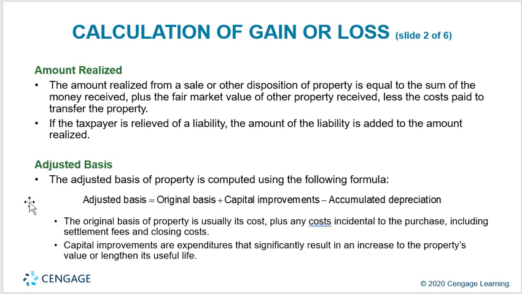The adjusted basis of property is computed using the following formula. The adjusted basis equals the original basis plus any capital improvements less accumulated depreciation. The original basis of property is usually its cost, plus any costs incidental to the purchase, including settlement fees and closing costs. Capital improvements are expenditures that significantly increase the property's value or lengthen its useful life.